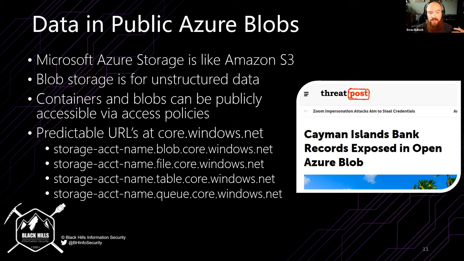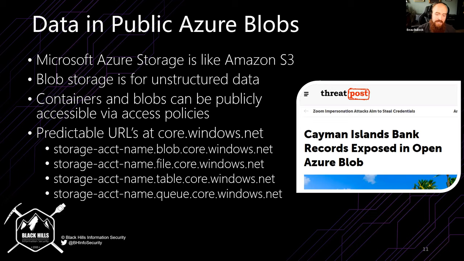And so with storage on Azure, like S3, you can actually brute force the URLs that are associated with specific accounts because they're predictable names. What I mean by that is when you go to create a storage account on Azure, you have to provide a name. For example, if I were to create one for Black Hills, I might call it Black Hills storage account. A lot of companies do that where they just call their storage account the same name as their company, right?